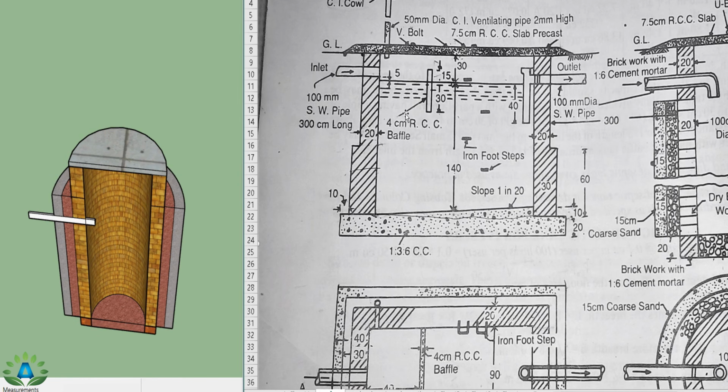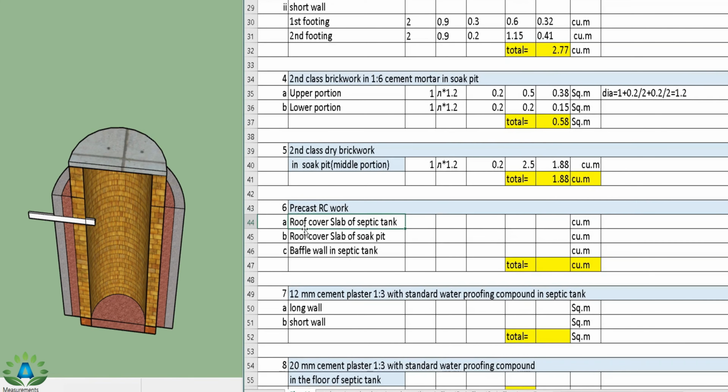Similarly, in this septic tank also there is the roof cover slab, that is 7.5 cm RCC slab precast, and another RCC work is here, that is 4 cm RCC baffle. That means we have only 3 RCC work. So first let's do this roof cover slab of septic tank.